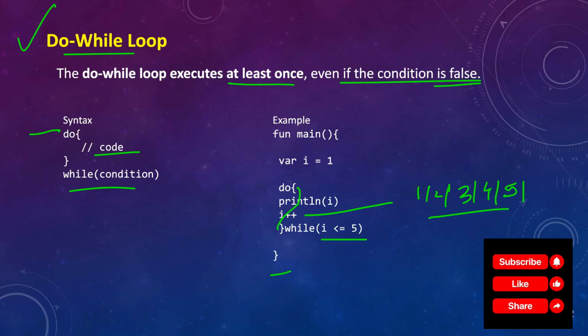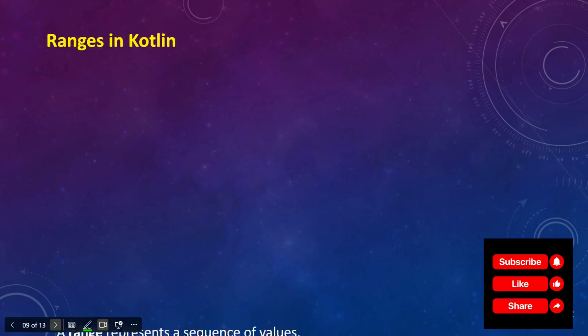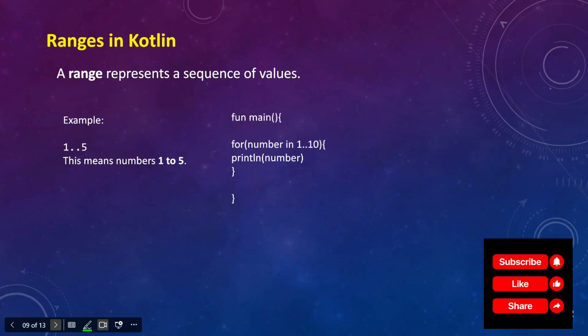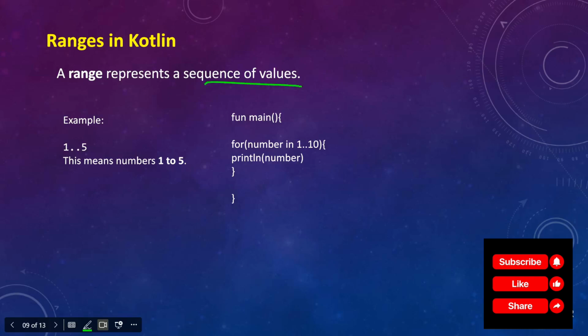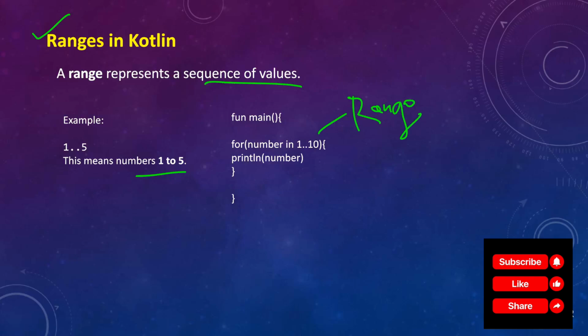Okay, so the next point is ranges. Ranges represent a sequence of values, right? Like 1 to 5, that means numbers 1 to 5. For example, for number in 1..10, that means we can give a range of 1 to 10. The number will be printed from 1 to 10. This is an example of a range. Ranges are commonly used with loops and conditions.